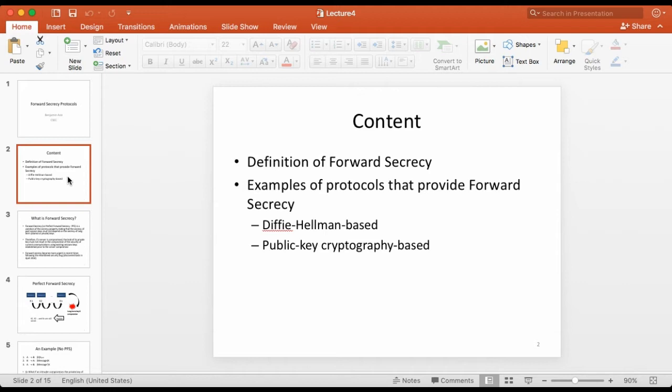So we will look first of all at what we mean by forward secrecy, and then we will take some examples of protocols that give us forward secrecy in two ways. First of all, we will look at some protocols that adopt Diffie-Hellman and some that adopt public key cryptography as solutions for providing this sort of forward secrecy property.